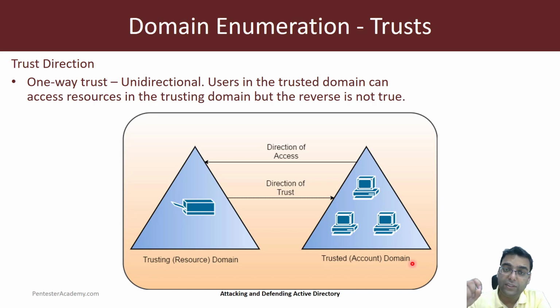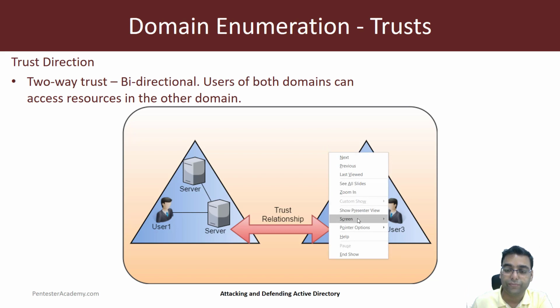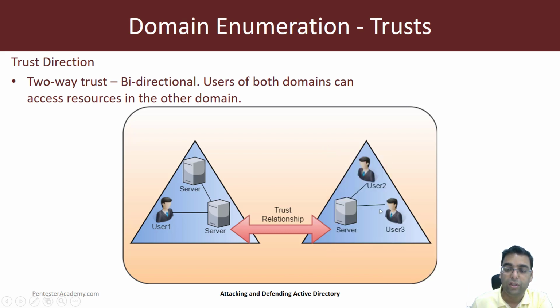Now, what is a one-way trust? It is unidirectional, as the name suggests. That is, the access is just one way. In our diagram, users from this domain cannot access the resources in the trusted domain, or domain on the right. So that is one-way trust. Then there is two-way trust. As the name suggests, it is bidirectional. That is, users of both the domains can access the resources in the other domain, right?